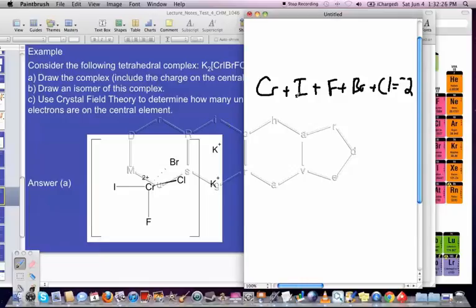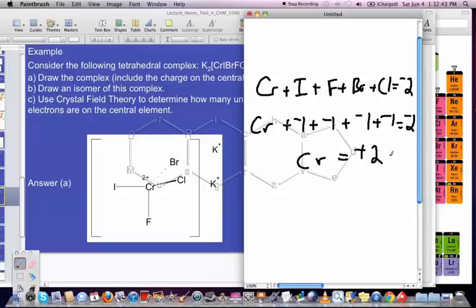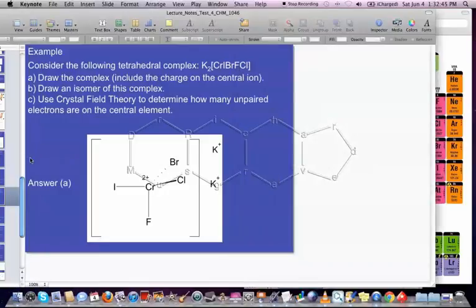negative. Now from our table we know that each of these has a -1 charge, so chromium plus -1 plus -1 plus -1 plus -1 equals -2, and chromium is going to end up having to be a +2 charge to make all that work. So that's where we get the 2 plus from on the chromium.